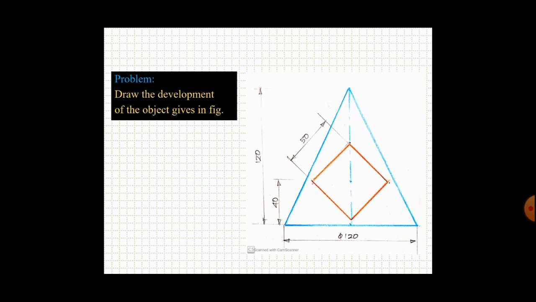So you can see we have a triangle of height 120 and its base length is ⌀120. ⌀120 means it is very clear that it is a cone because the diameter is given. So the figure is nothing but a cone.